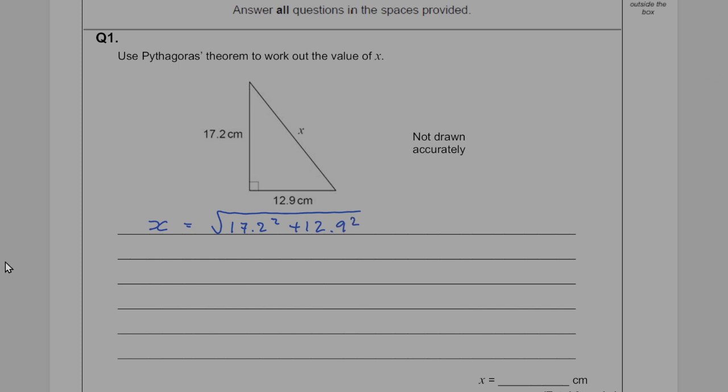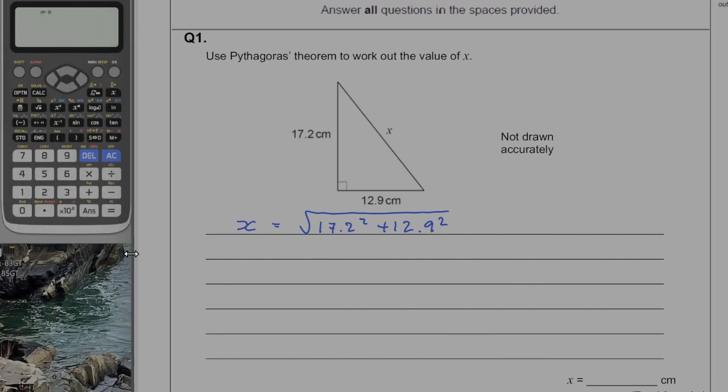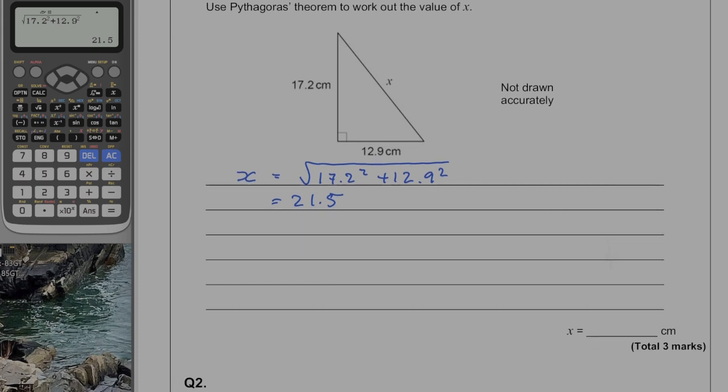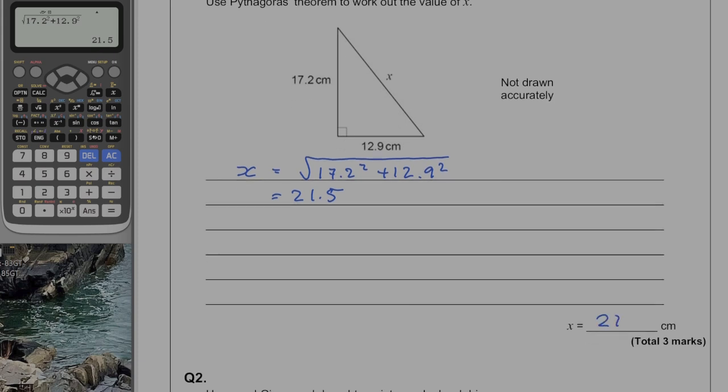Right, let's bring our calculator in. If you're using a different model to this calculator, it's not a big deal at all, and I'll talk about anything that I use that's slightly different. It should have all these buttons on yours as well. So 12.9 squared, double check I've typed everything in right. Okay, so we're looking at 21.5. So 21.5.